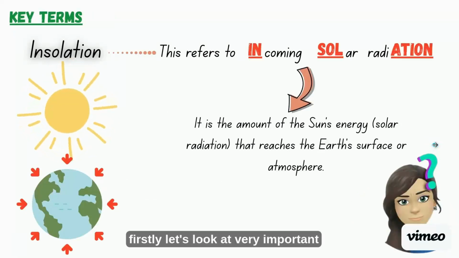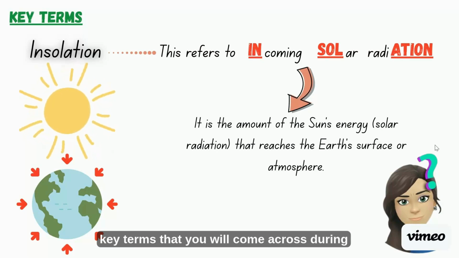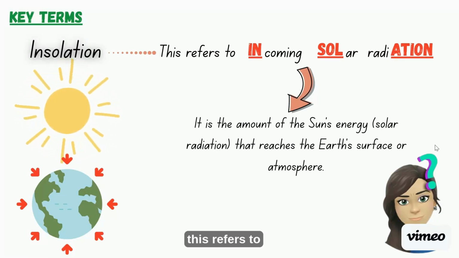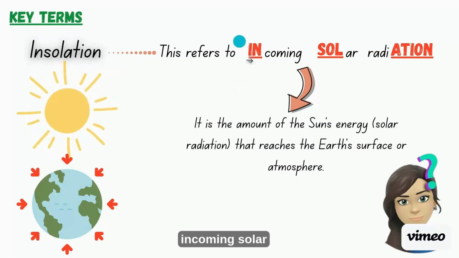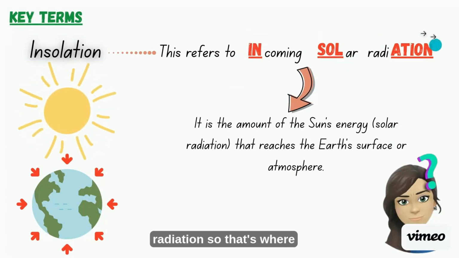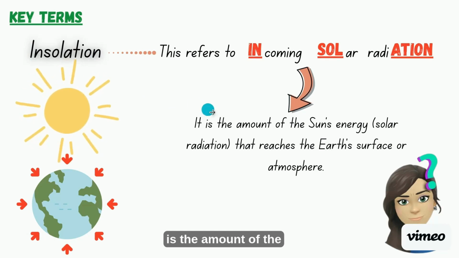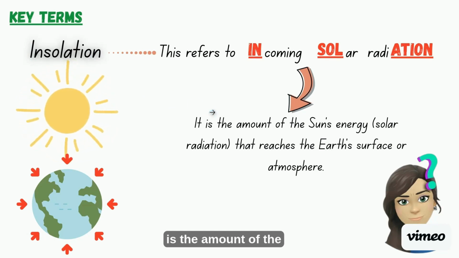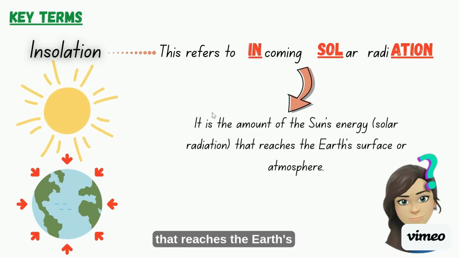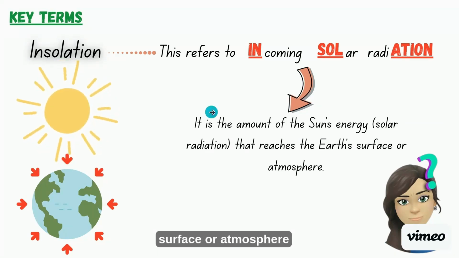Firstly, let's look at very important key terms that you will come across during this content. Insolation. This refers to incoming solar radiation. That's where the word insolation comes from. It is the amount of the sun's energy or solar radiation that reaches the Earth's surface or atmosphere.